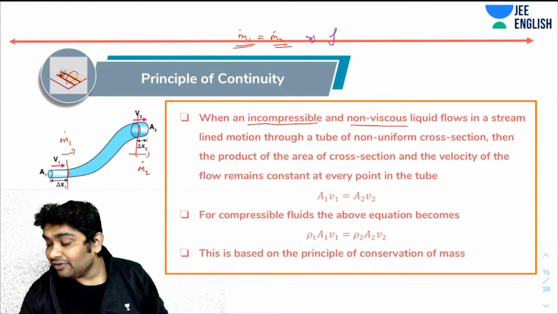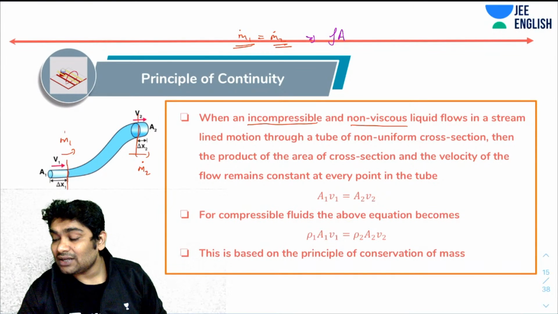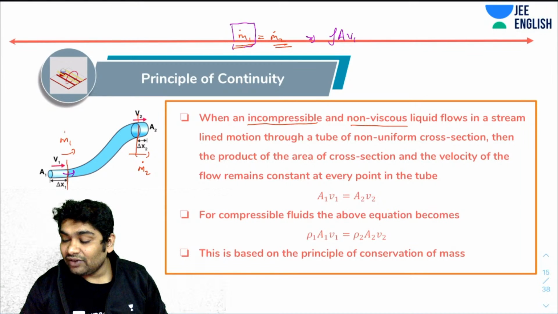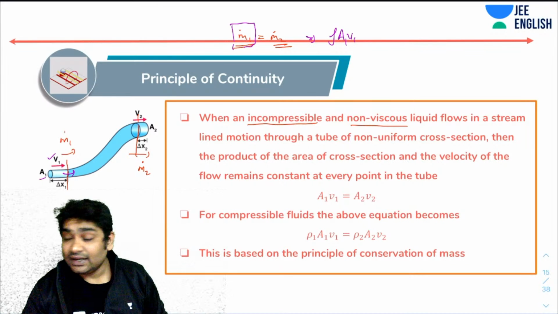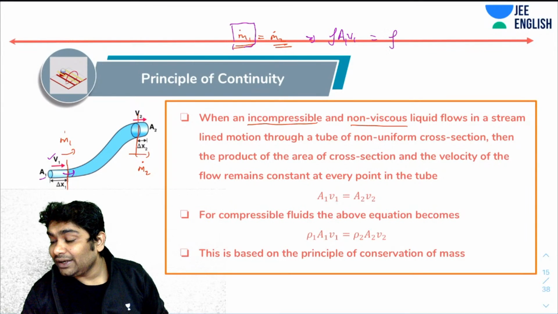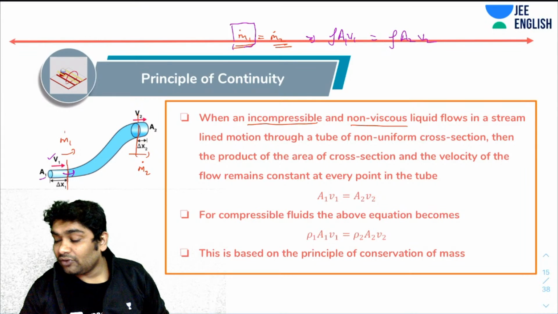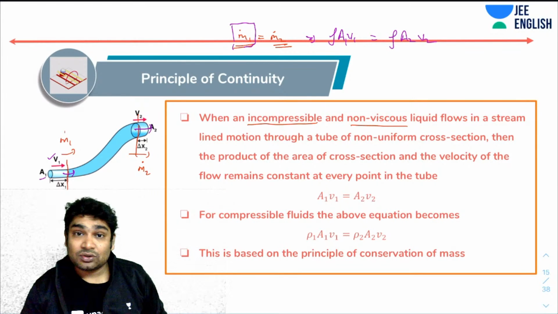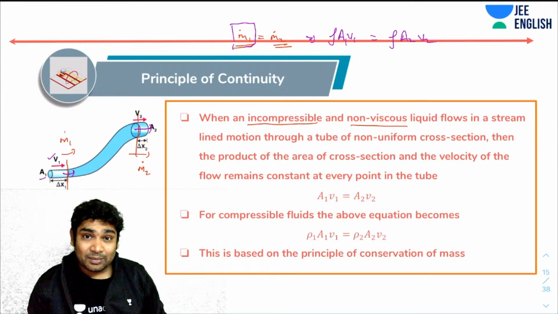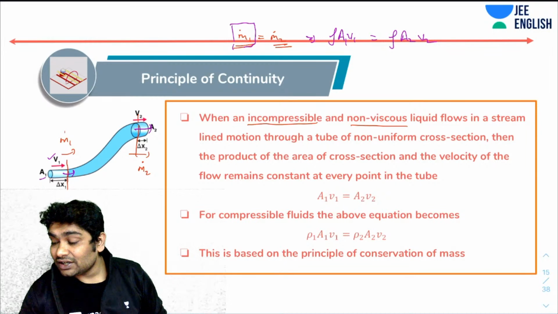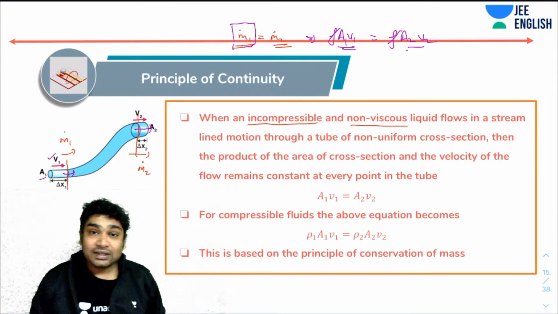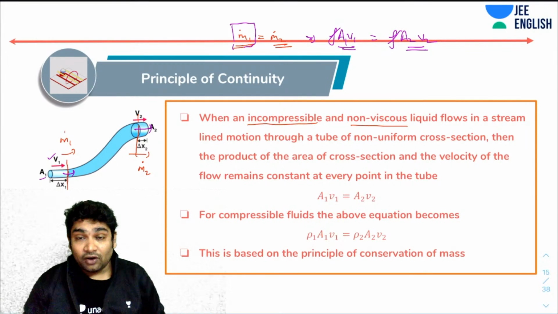rho A1 V1. This is the mass that will enter the fluid from section number 1, where V1 is its speed here and A1 is the area here and rho is the density. And that would be equal to rho A2 V2 for any other cross section. So the amount of mass entering should be equal to the amount of mass leaving, which will essentially mean that rho will get cancelled out and A1 V1 equals A2 V2. This is called the equation of continuity.